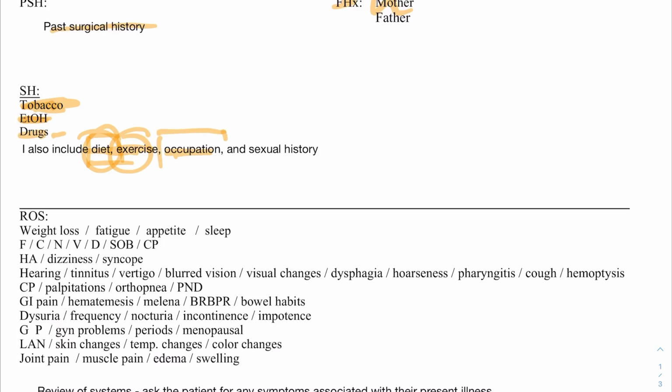And as far as COVID goes, I'm asking everybody: are you currently working? Are you living with anybody that's working, and all that, because it'll help distinguish what my suspicion is for COVID.